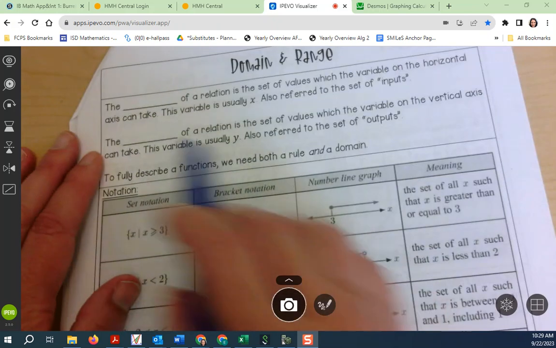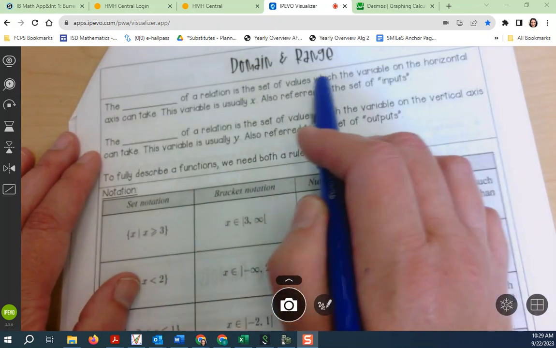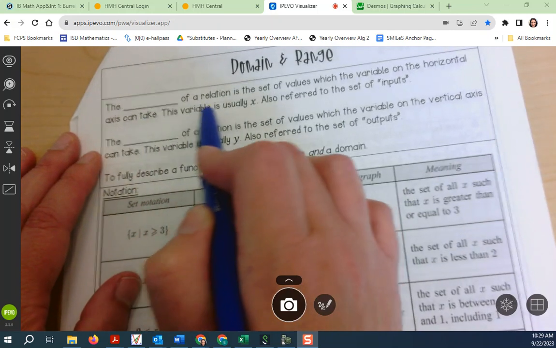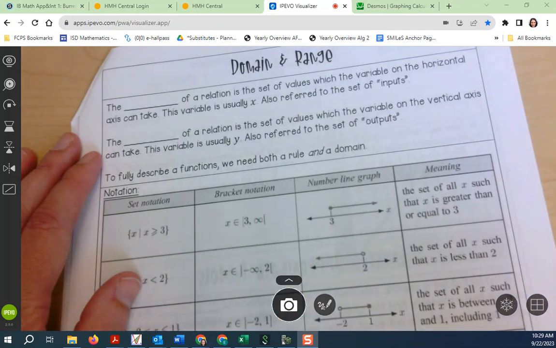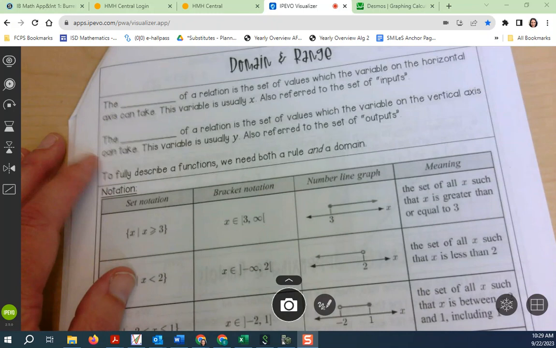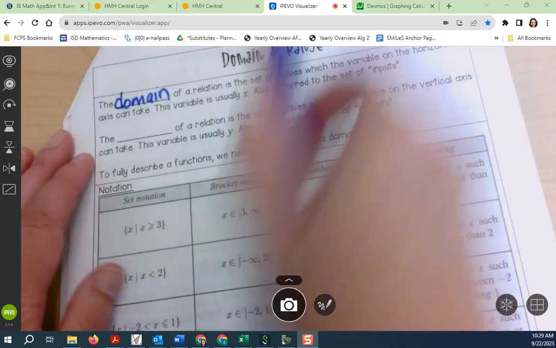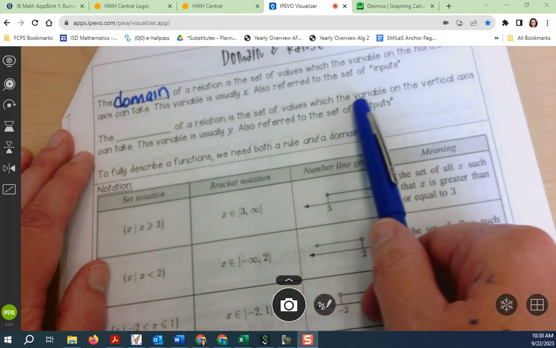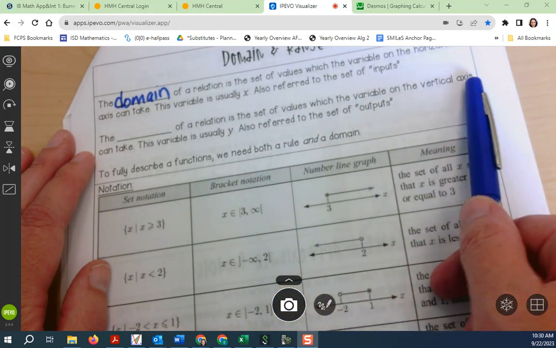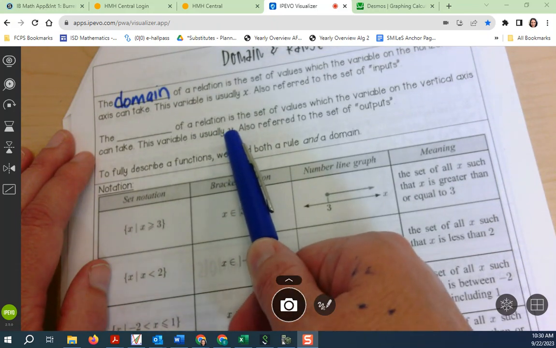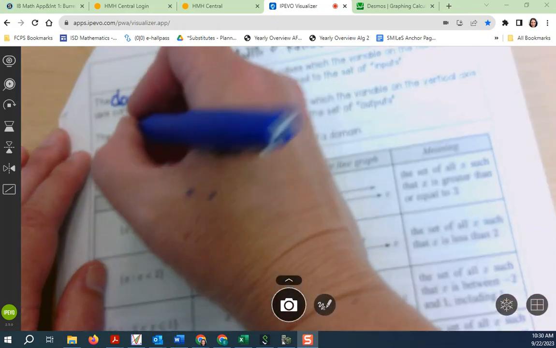All right. The blank of a relation is the set of values which the variable on the horizontal axis can take. This variable is usually x. So the set of x values is called the what? The domain. Good. The blank of a relation is a set of values which the variable on the vertical axis can take. This variable is usually y. That would be the range.